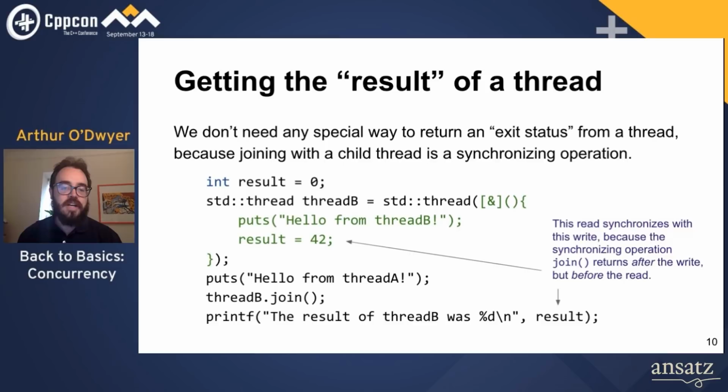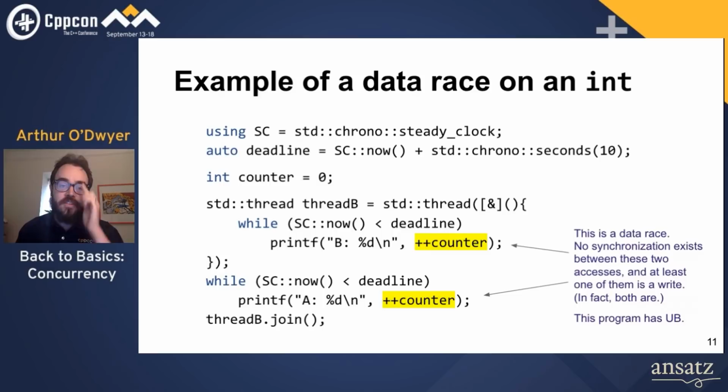But here's an example of a piece of code that does have a data race. So here, this is a terrible slide code, but I'm going to create thread B, and I'm going to say that your job, thread B, is to run this loop that just repeatedly prints out and increments this counter until reaching some deadline in the future, 10 seconds from now. And meanwhile, on thread A, I'm going to be doing the same thing, incrementing the counter and printing it out.